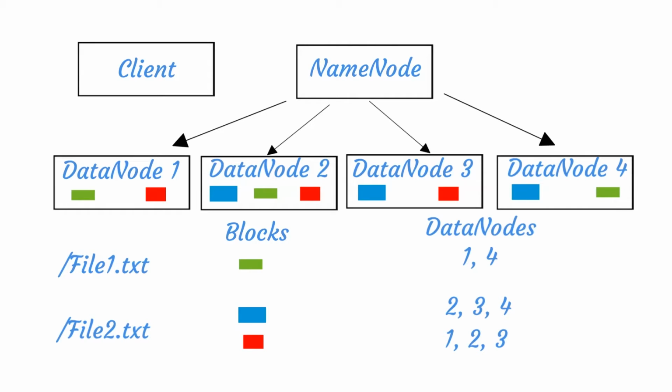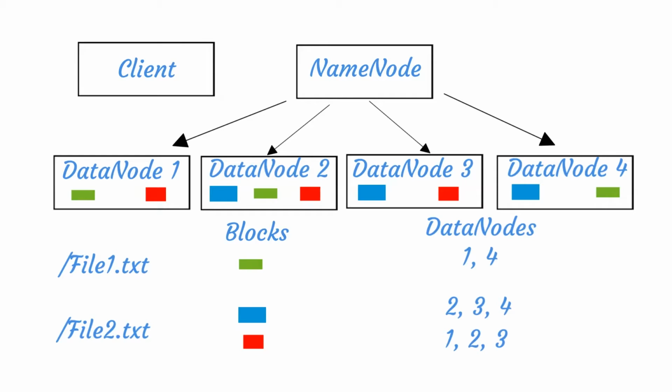NameNode is the master node. It manages file system namespace operations like opening, closing, renaming files and directories. NameNode maps data blocks to DataNodes and records each change made to the file system namespace. DataNodes are the slave nodes that handle read-write requests from HDFS clients. DataNodes create, delete, and replicate data blocks as per the instruction from the governing NameNode.